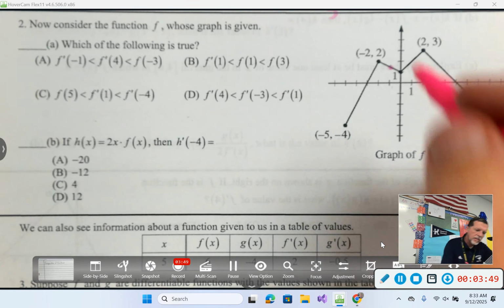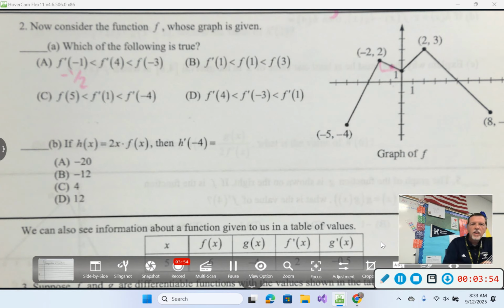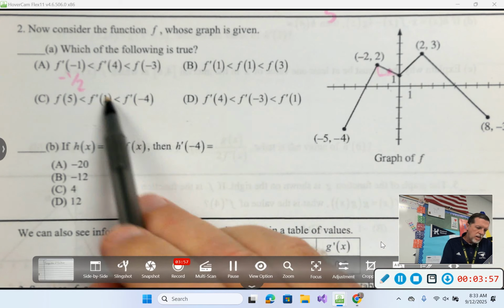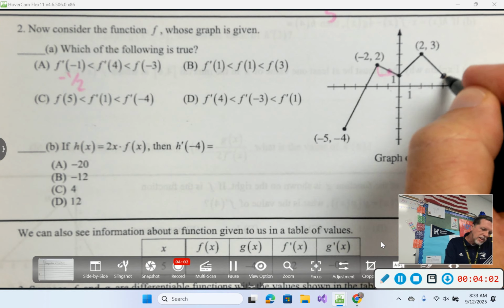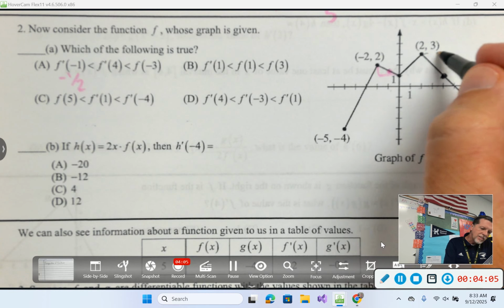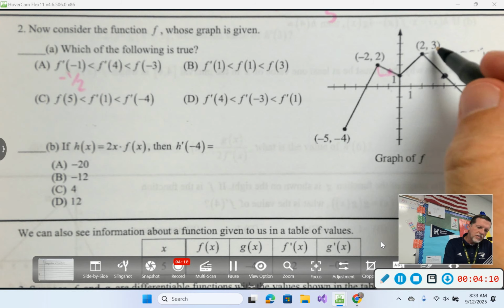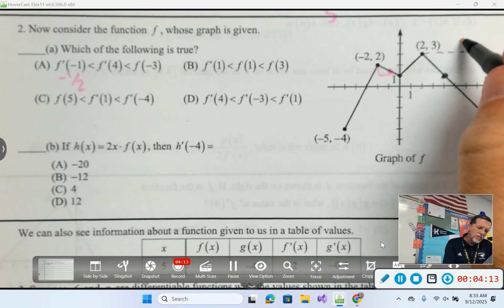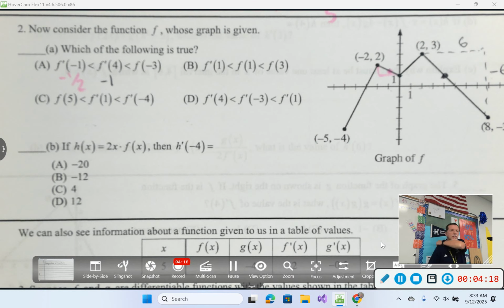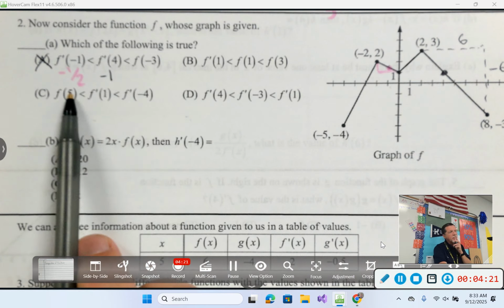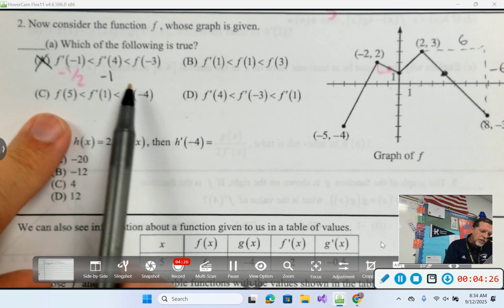Definitely negative. Rise over run, that looks like -1/2. F prime at 4, 1, 2, 3, 4, will be on this line. That slope would be, let's see, we went down 6 and over 6. That's nice. So that slope is -1. So already A is out, right? Because -1/2 is not less than -1. But we'll need these values again, I think.